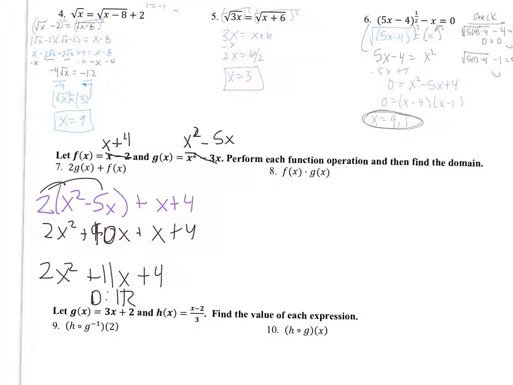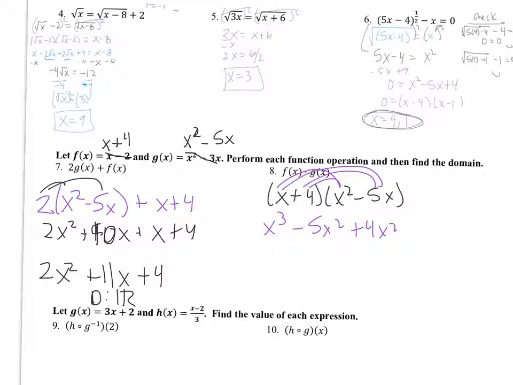Multiplying, I can do FOIL. So x plus 4. You could also do your box method if you wanted to. It doesn't matter either way you choose. I have my first, so this gives me x cubed outside, negative 5x squared inside, plus 4x squared, and my last, negative 20x. These two are like terms. I have x cubed minus 1x squared minus 20x, and my domain is all real numbers.